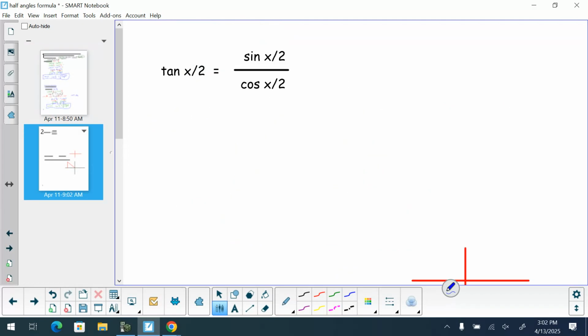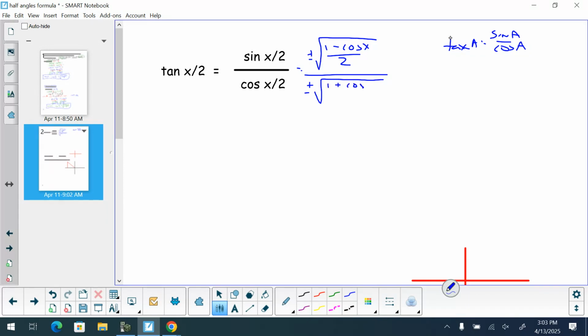Tangent. The tangent we defined before is tangent of some angle A is equal to sine of A over cosine of A. Well, if our A is 1/2 x, half angle, the tangent of the half angle is equal to sine of the half angle over the cosine of the half angle. So we can write our formulas: plus or minus the square root of 1 minus cosine of x over 2, all over plus or minus the square root of 1 plus cosine of x, all divided by 2. That is just putting the sine of half angle divided by the cosine of the half angle.